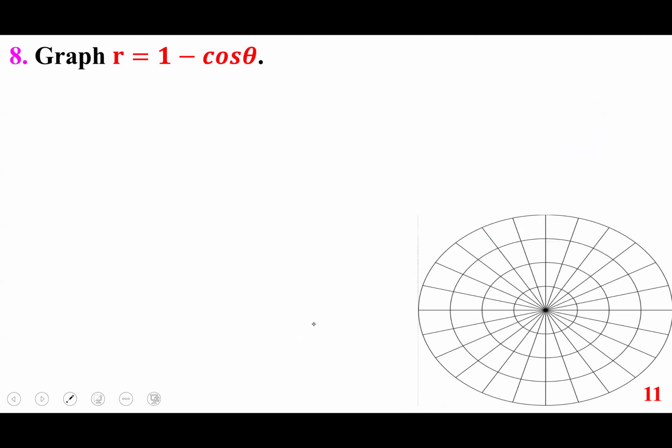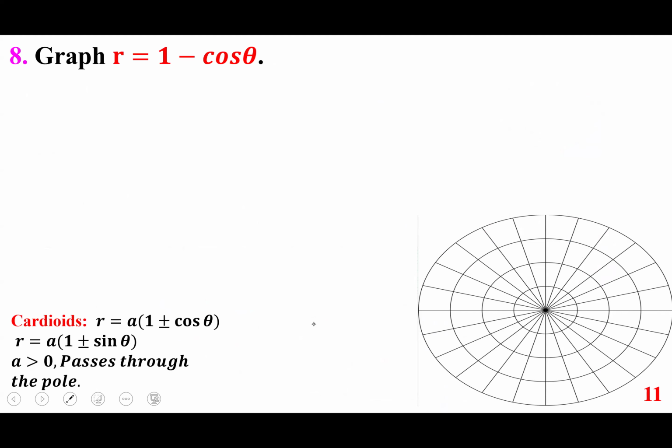Graph r equals 1 minus cosine theta, and we basically plot easy points. Remember that r equals a times 1 plus or minus cosine theta, or r equals a times 1 plus or minus sine theta, is a cardioid as long as a is positive, and it passes through the pole. So for r equals 1 minus cosine theta, r comma theta, let's pick a few easy numbers.